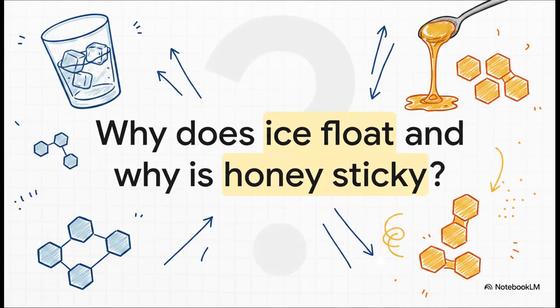All right, so think about this for a second. We see this stuff every day, but have you ever really stopped to wonder why it happens? Like, why does ice float? I mean, that's kind of weird, right? Most solids are denser than their liquids, so they sink. And what's the deal with honey? Why is it so thick and gloopy while water just splashes right out of the spoon?